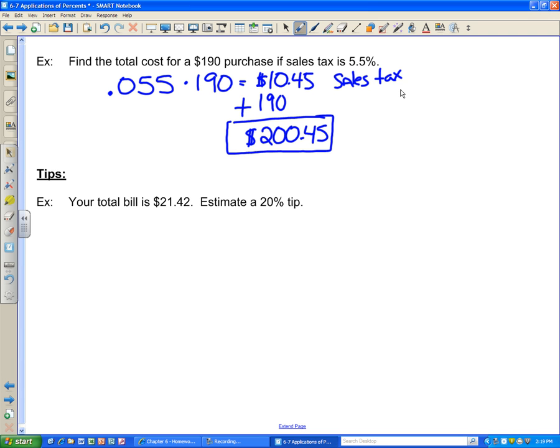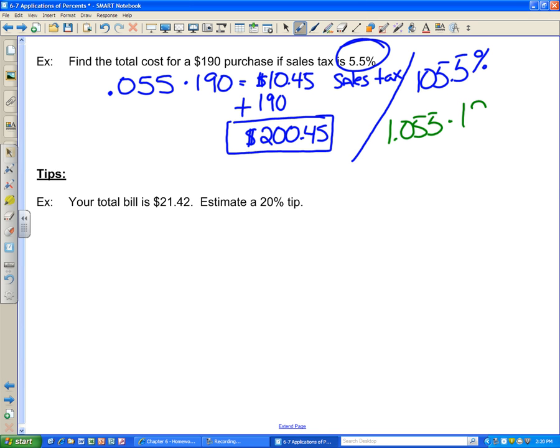Or you could say, what percent am I actually paying of the $190? So you know you're paying $190, so you're definitely paying 100%, but you're also paying that extra 5.5%. So you're actually paying 105.5% of the $190. So you can move the decimal twice. 1.055 times 190 would get you to your final price of $200.45.